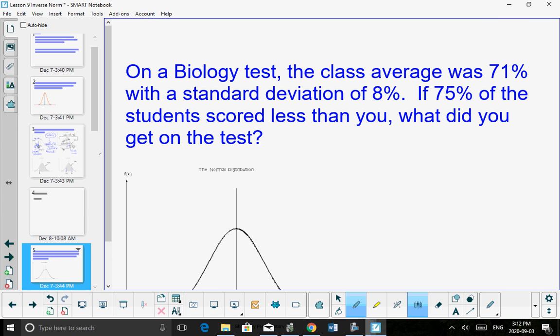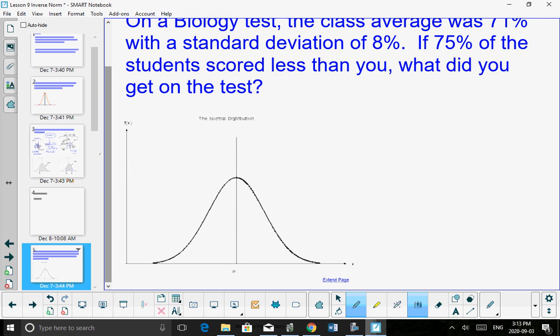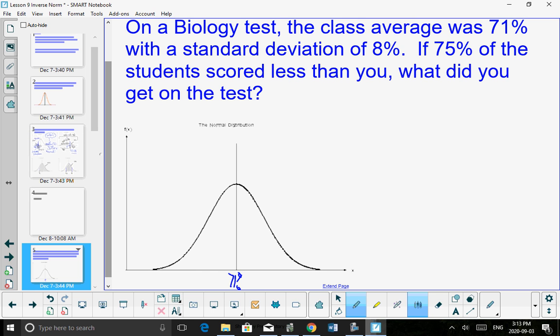Okay, so let's look at an example here. On a biology test, the class average was 71%, so that's the mean right in the middle, with a standard deviation of 8%. If 75% of the students scored less than you, what did you get on the test? In other words, most kids got less than you. So that means your score must have been somewhere up here. This is what you got.